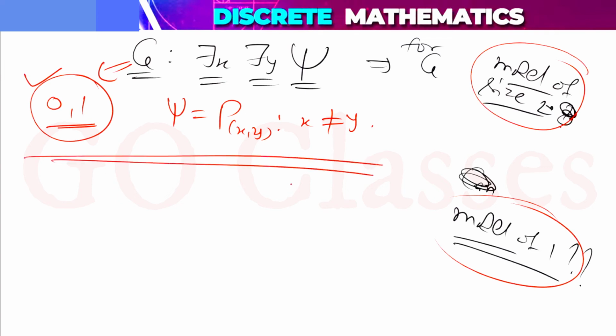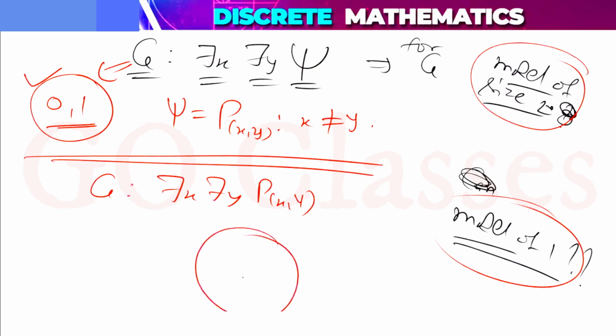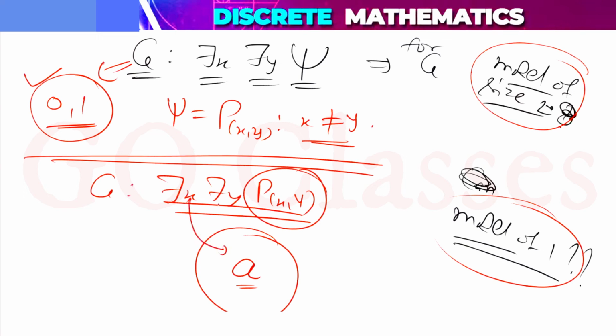But for this G, there exists X, there exists Y, P(X, Y). For this G, I cannot have a model of size 1, because if you take a size 1 universe, then this P(X, Y) will definitely become false. If you take there exists X, there exists Y, P(X, Y), this X is pointing to A, and this Y is also pointing to A. So P(A, A) is false.